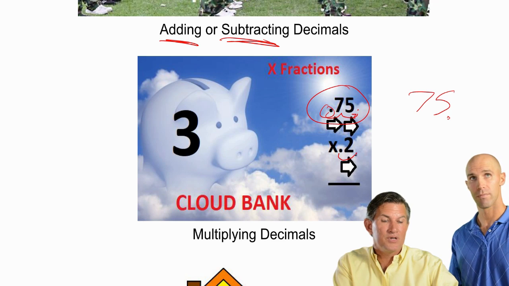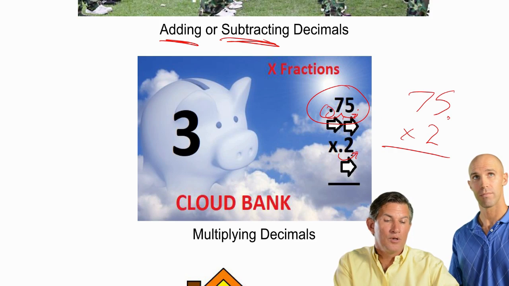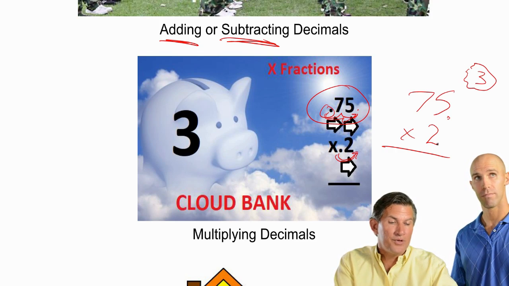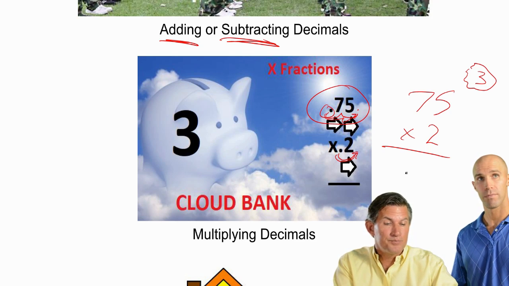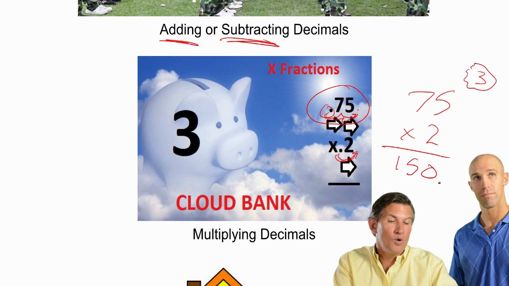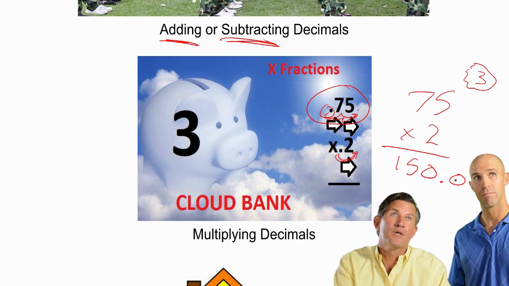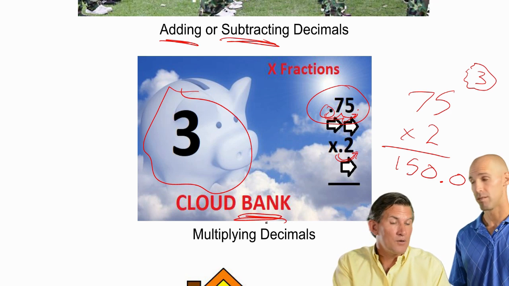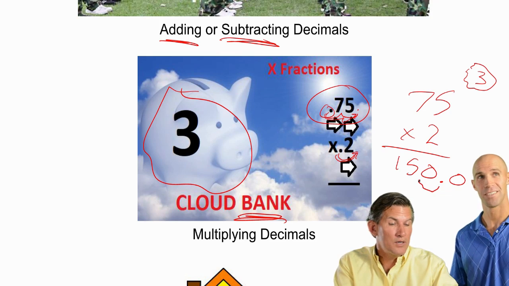How many times did I need to move this to get it to 2? 1 time. So that's 1, 2, 3. So I draw a little cloud here, and I put a 3 there. Then these are both integers. It's 75.0, which is unnecessary to write, and 2.0, which is unnecessary to write. So what's 75 times 2? 150. 150 is the same as 150.0. Since this is the cloud bank, you see the piggy bank, you always have to pay back the bank. So I go 1, 2, 3, draw the arrow, and draw the decimal point.